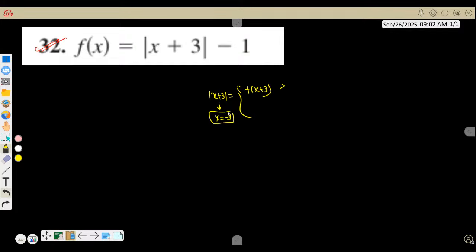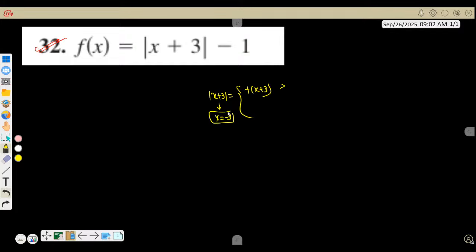Function is -1. You have to subtract -1 from this. So -1, -1, and -1 here. So actually our given function, f of x, is x plus 3 minus 1 if x is greater than or equal to -3, or minus x minus 3 minus 1 if x is less than -3. And after solving one more step, I have x plus 2 as my function if x is greater than -3, or minus x minus 4 if x is less than -3.